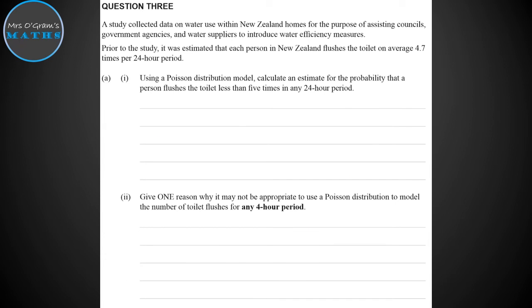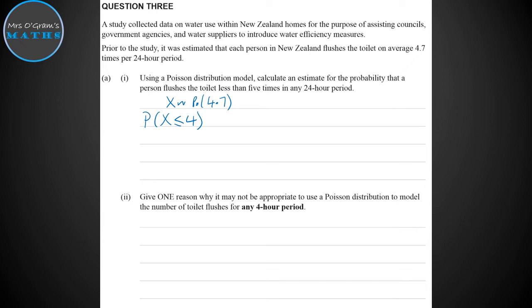Question 3 gives us a Poisson distribution to work with that is modelling the number of times that people flush the toilet in an average 24-hour period. So part A1 tells us to work with this Poisson distribution where X is going to follow a Poisson distribution where lambda is 4.7. Okay, now what is the probability that a person flushes the toilet less than 5 times? So X is less than or equal to 4, because it can't be equal to 5, it's got to be strictly less than.